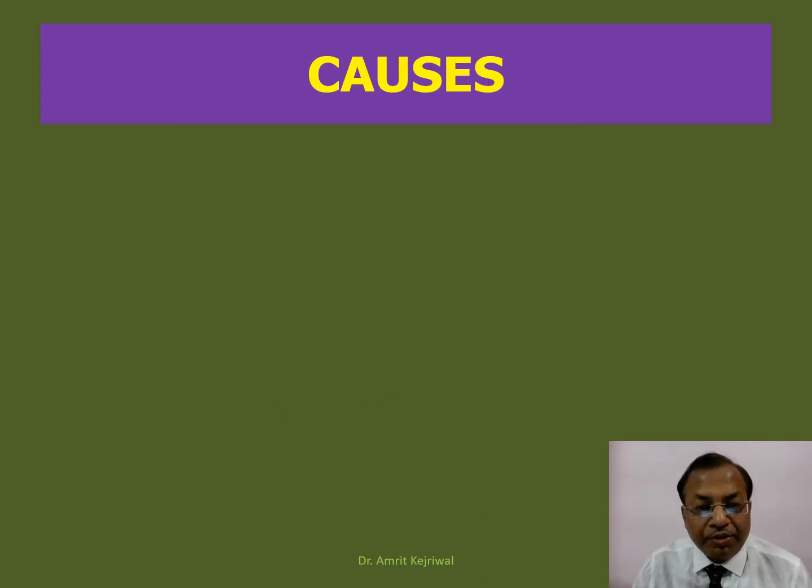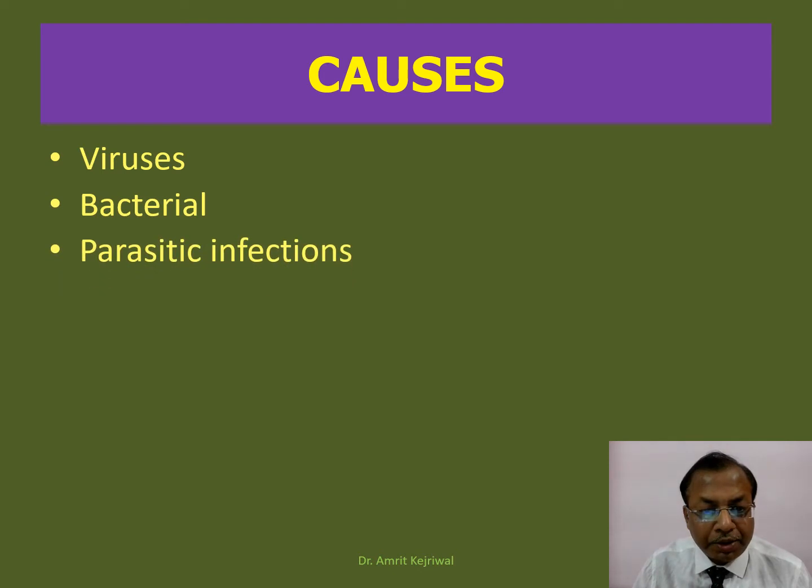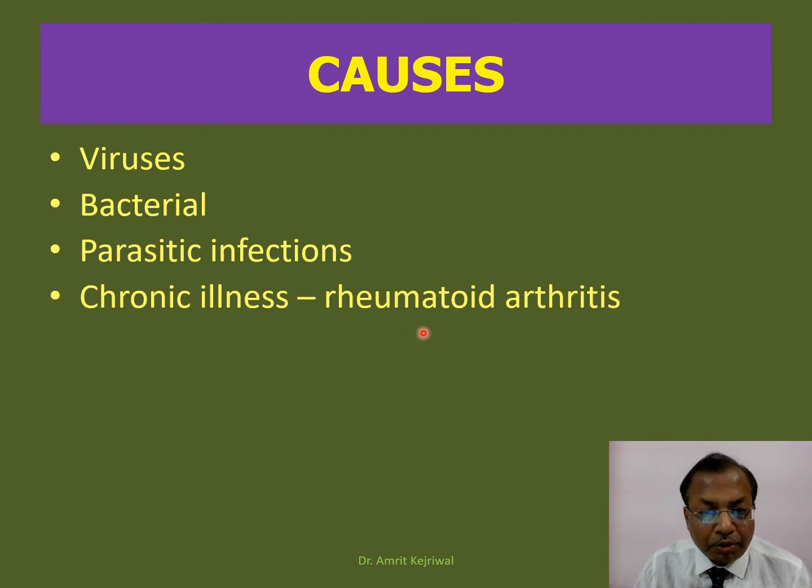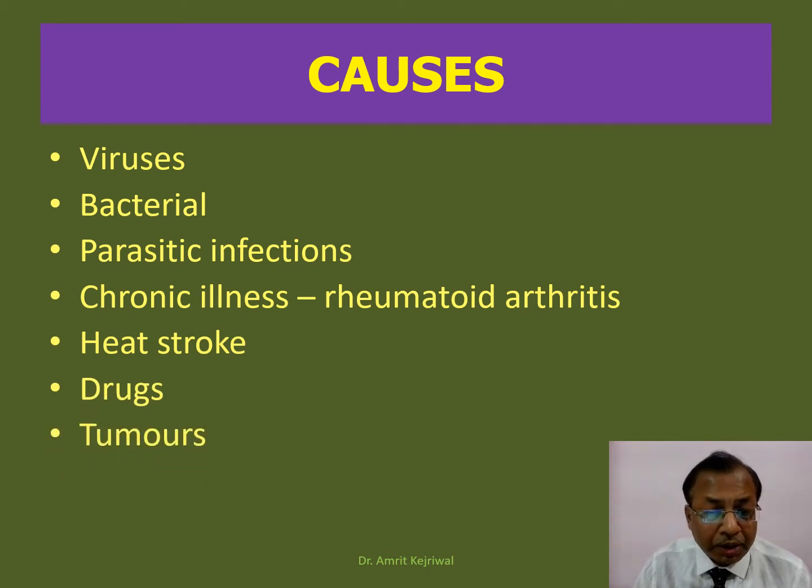There are various causes of fever which can be infectious or non-infectious. Among the infections we've got the viruses, we've got the bacterial, we've got the parasitic infections. Chronic illnesses come under non-infectious disease, such as rheumatoid arthritis, heat stroke, drugs, certain medicines can cause fever, and tumors. And also we have vaccines. So these are primarily the infectious causes and these are the non-infectious. And when a patient comes to us, we have to distinguish whether it's an infectious cause or a non-infectious cause, especially when we want to differentiate between tumors and infections.